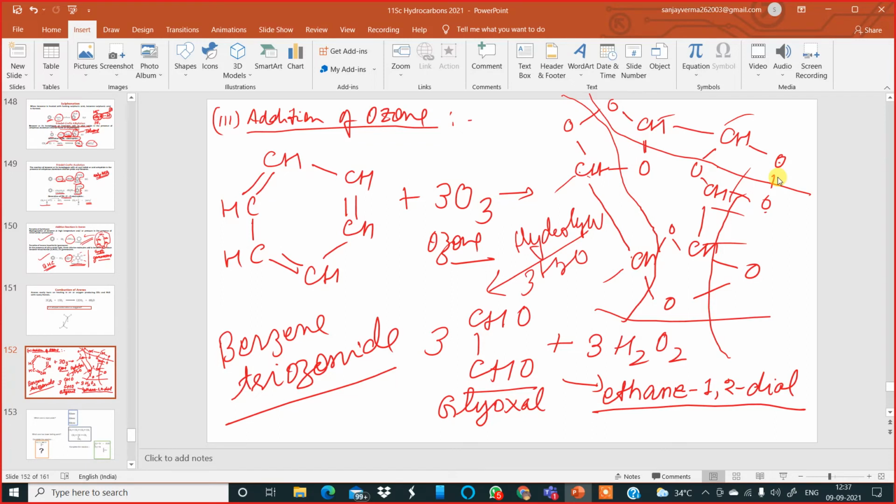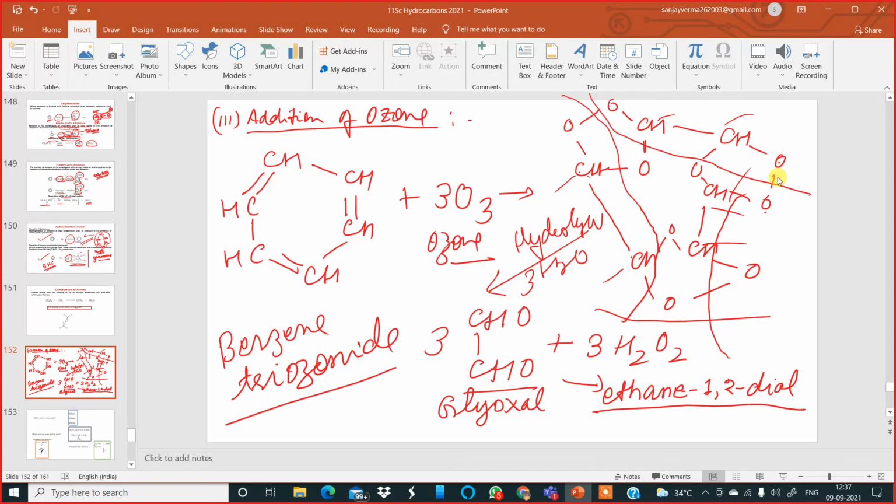So that's why you have to learn this reaction in detail. If it is possible for you to remember the equation, it is very good. The equation you'll find in your textbook also. The addition of ozone to benzene, with regard to the structure of benzene triozonide, you go through it from the textbook also. You'll find it somewhere around page number 809 or 810.